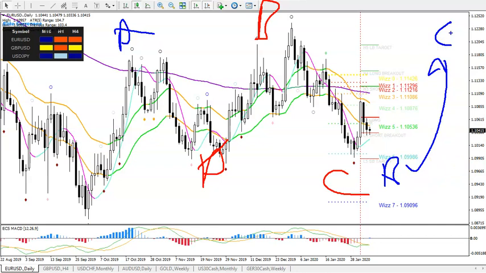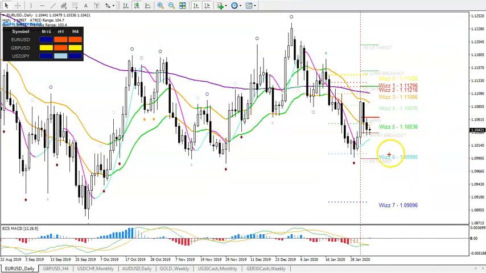Okay. So the question is: is blue B finished? Are we already in a blue C or in a red C? That is a big difference. If price is still in a red C, I think price could make it down to 109.50, and then in that zone show a bullish candlestick pattern that indicates a reversal back up.